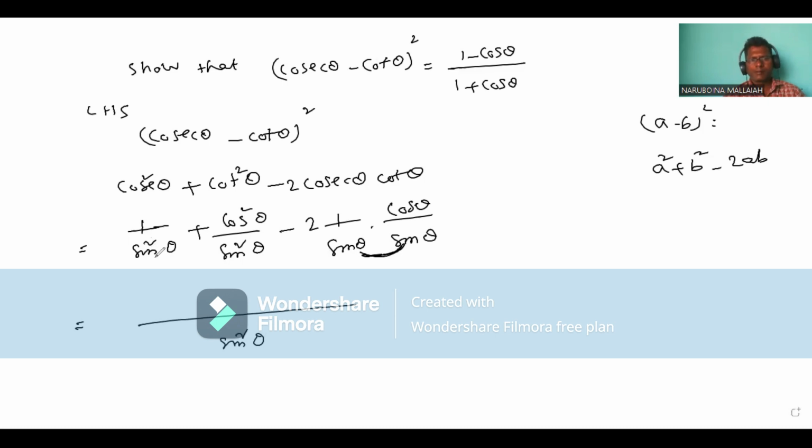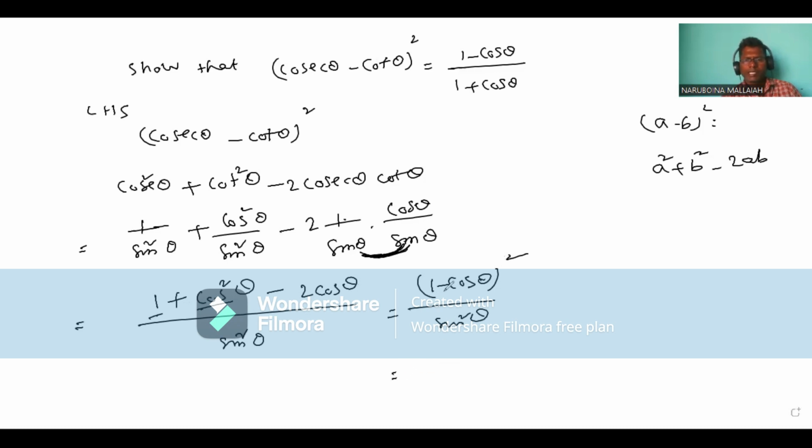Now here the denominators are the same, sin square theta, so this will be cancelled. We are left with 1 plus cos square theta minus 2 cos theta. You can write it as (1 minus cos theta) whole square, since this is in the form of a square plus b square minus 2ab, that is (a minus b) whole square, by sin square theta.